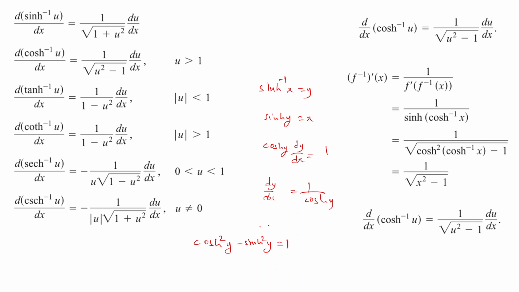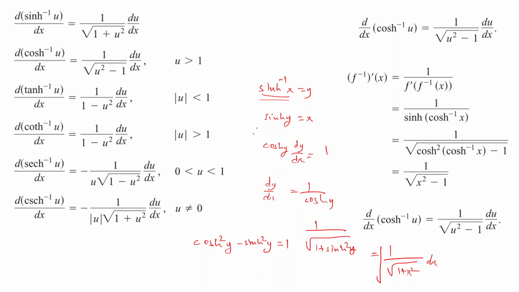So what does that mean? Cos hy is under root 1 plus sin h square y. And sin hy is actually equal to x, so it is under root 1 plus x square. Agreed? So you get the same thing. d by dx of sin h inverse x is equal to 1 by under root 1 plus x square. What does this mean? Automatically, the integral of this thing is actually equal to this thing.